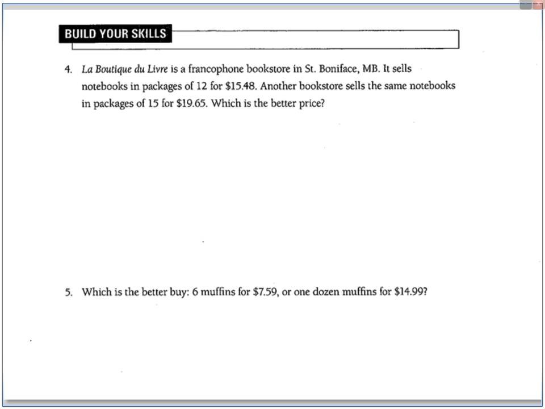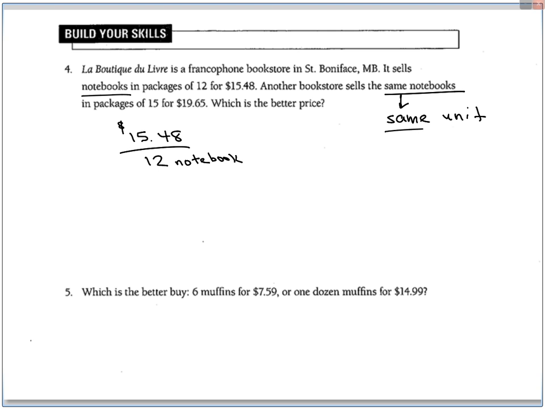Alright, so looks like selling notebooks. So $15.48 for a package of 12. And the same notebooks, and that's important. You have to have the same unit always in order to compare things. It has to be the same unit, or else it just doesn't make sense to compare.